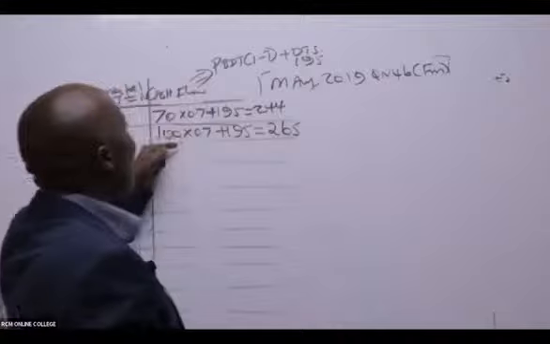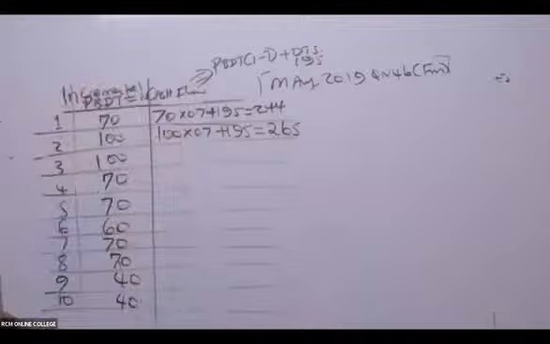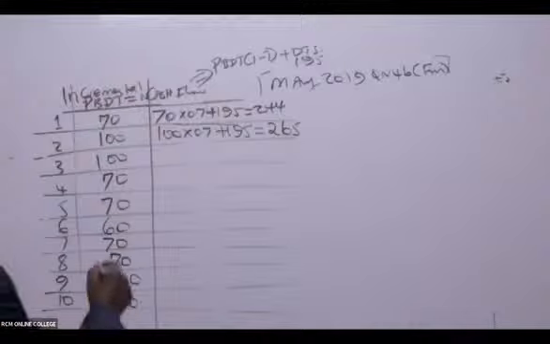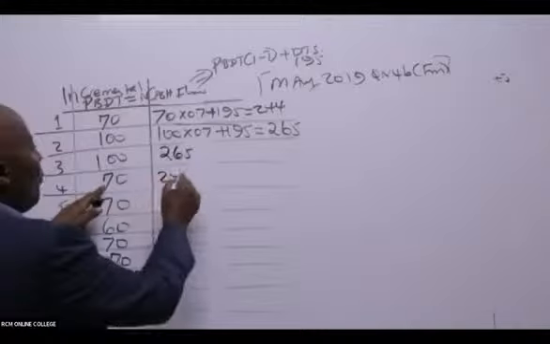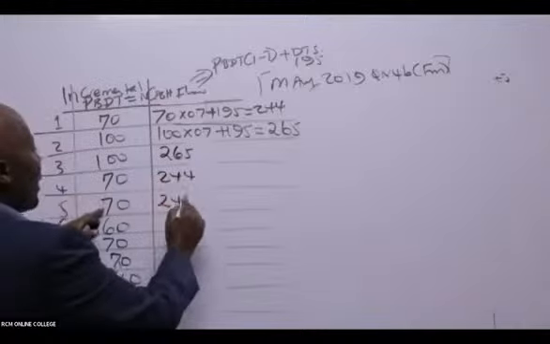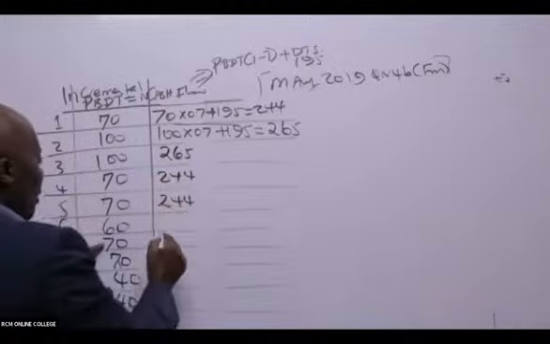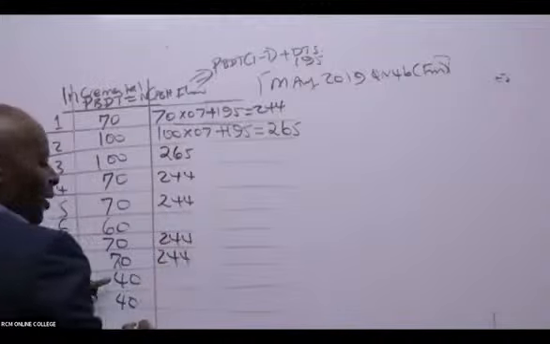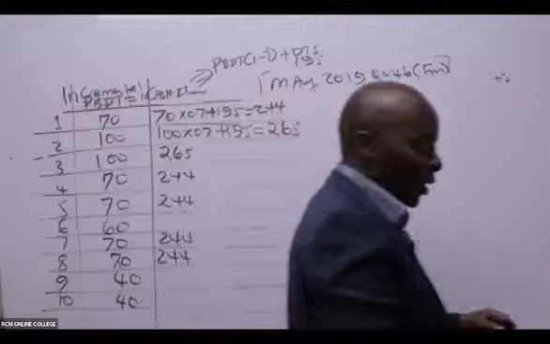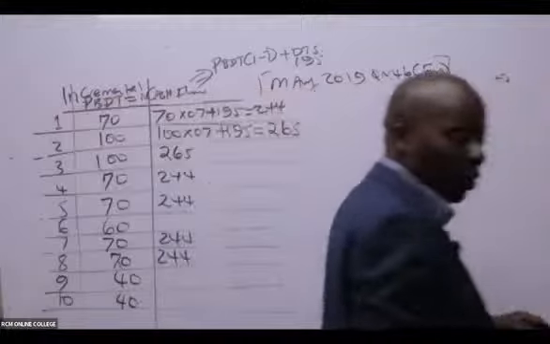Then are you able to do all the cash flows now? Like this one, I know it will be 265. I know this will be 244. Don't ask me how I'm getting this. I know this will be 244, and this one also 244.